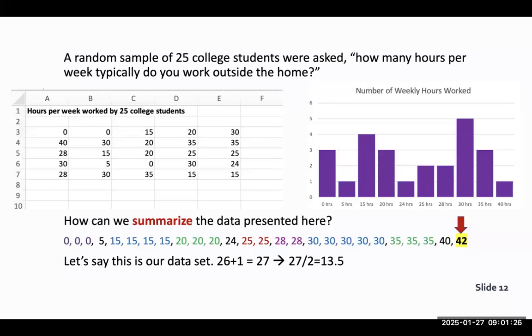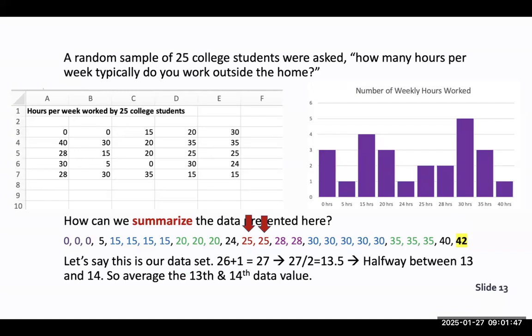So that means I have to go a little bit past the 13th data value, halfway between the 13th and the 14th data value. So the first 25, if you remember, we circled it, that is the 13th data value. And then the 14th data value is also 25. So I want to get right in the middle of that.